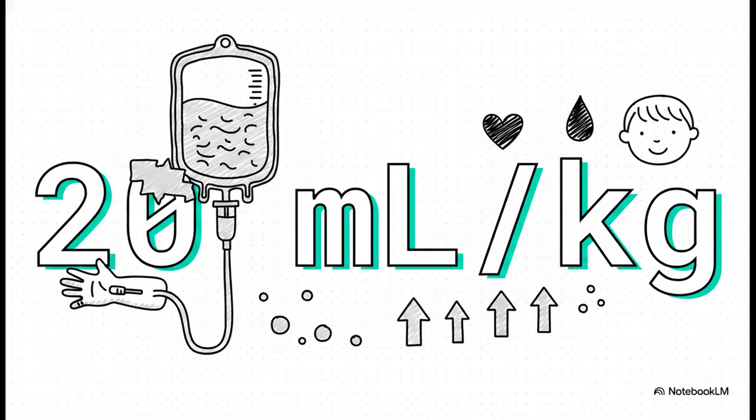But here's the thing. While the causes are different, the very first step in management for most types of shock is fluids. And there is one single number that you absolutely have to burn into your brain. And that number is 20 milliliters per kilogram. That's your standard opening move, a 20 milliliters per kilogram bolus of an isotonic crystalloid, like normal saline. It is non-negotiable and incredibly high yield.